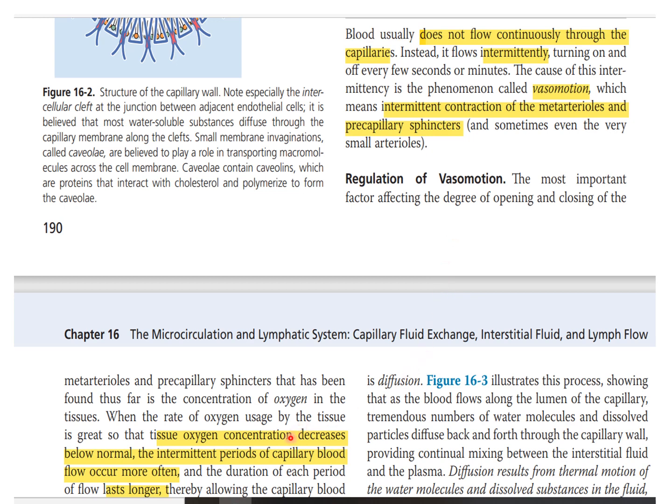They have given an example of how this vasomotion, this intermittent blood flow, is regulated. It is mostly based on the need for oxygen. Suppose in some portion of tissue oxygen decreases, then the metarteriole will dilate and the precapillary sphincter will dilate. So the intermittent period of this vasomotion, this blood flow, will increase and they will remain open for a longer time. So ultimately the concentration of oxygen will rise in that area.